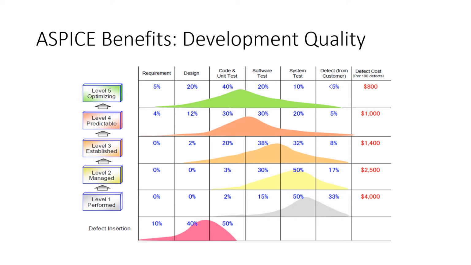This is the distribution of the defects in the development cycle. By moving from level 0 to level 5, the cost of fixing or identifying a defect reduces, since we are identifying defects and able to control the process, so the defect fixing cost is reducing.